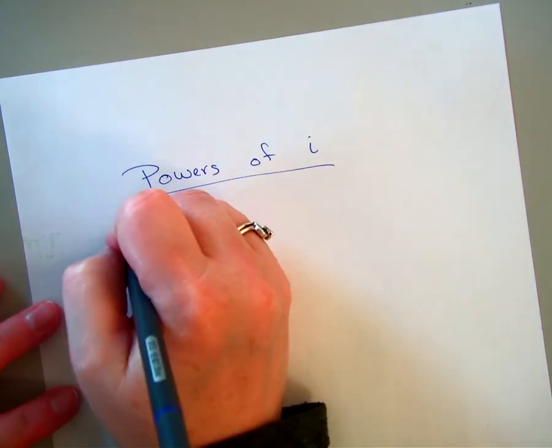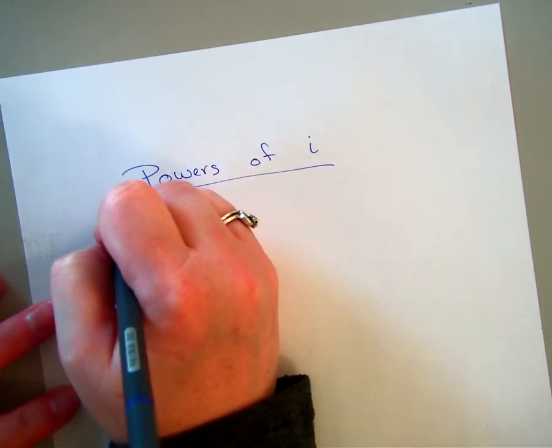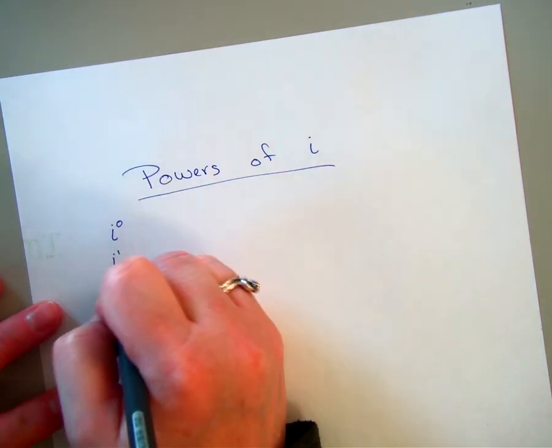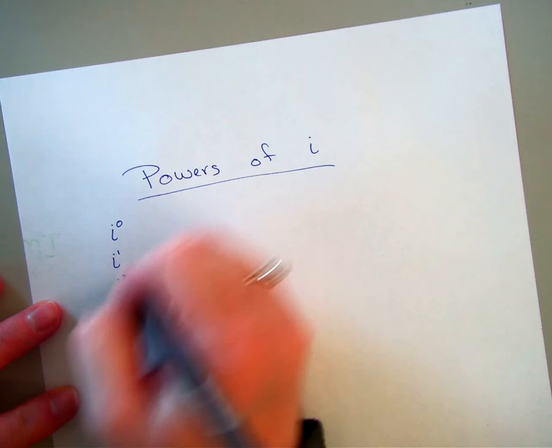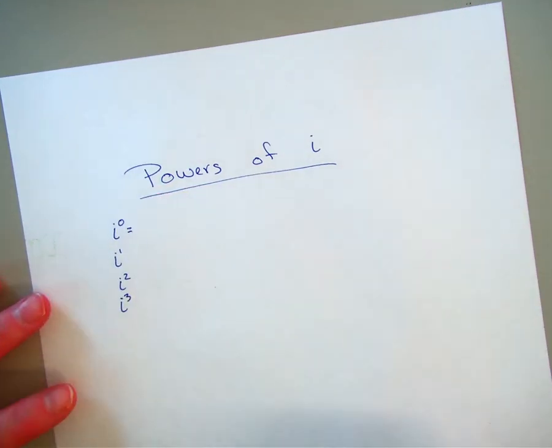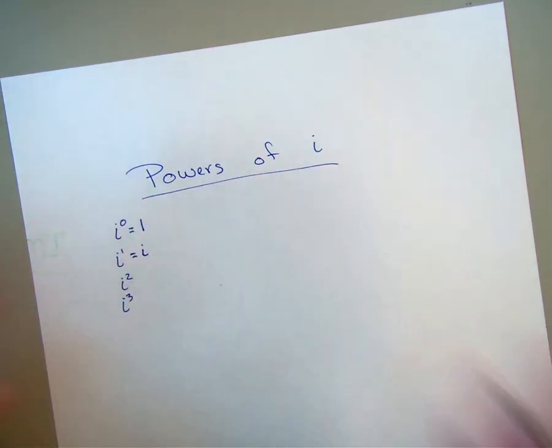So, the powers of i follow a pattern. So, i to the 0, just like anything else to the 0 power, i to the 0 equals a 1. Again, it follows pretty much all the same rules as everything else, so equals 1. i to the first, not a trick question, is just simply i.